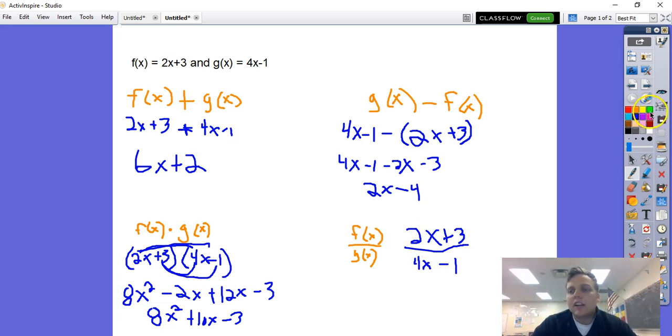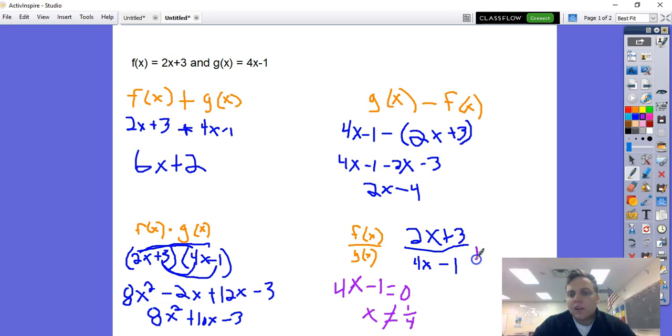Now the only other thing I encourage you to do on this problem is to take it a step further, and write a restriction for the domain. What that means is you just simply say, okay, what kind of values can x not be? Well, I know that I cannot have a 0 in the denominator, so x cannot be whatever value would make the denominator become 0. So I just simply set it equal to 0, add 1, divide by 4, so I get x equals 1/4. So that's the only value x cannot be, so x cannot equal 1/4.